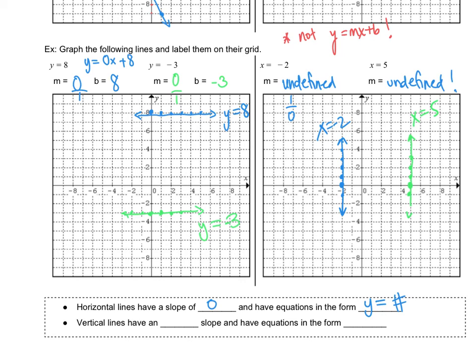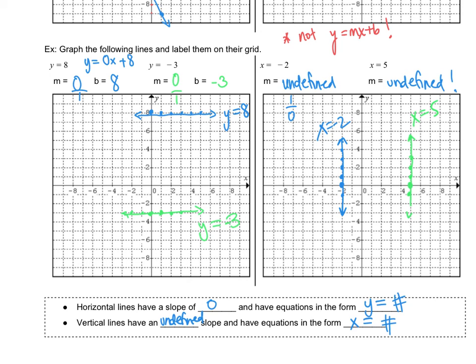So vertical lines have an undefined slope, and the equation is always x equals a number. And another reason is because if you look at the vertical line, any point on a vertical line has the same x coordinate: (-2, 0), (-2, 4), (-2, -2). Same thing here: (5, 2), (5, 5), (5, 0). The 5s always match the x coordinate.